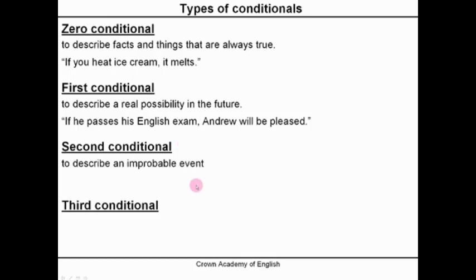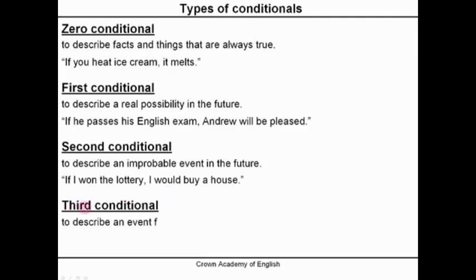And the second conditional, this describes an improbable event in the future. So improbable event means an event that is not very likely to happen. Example, if I won the lottery, I would buy a house.